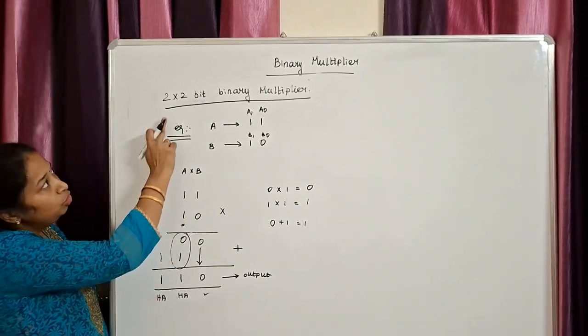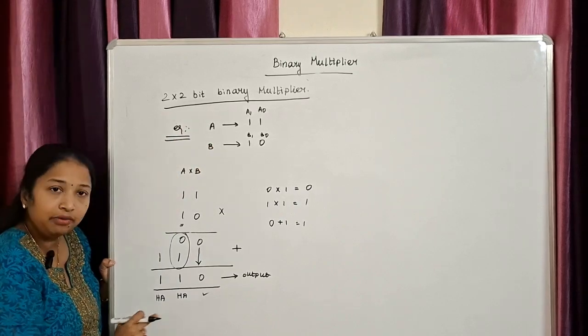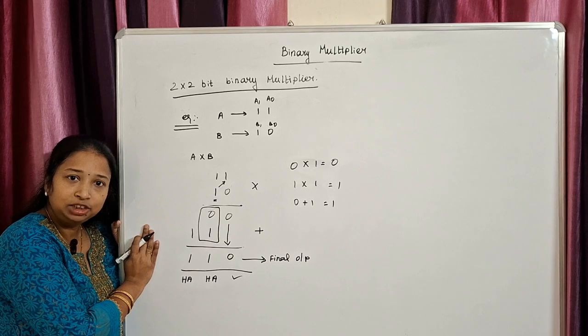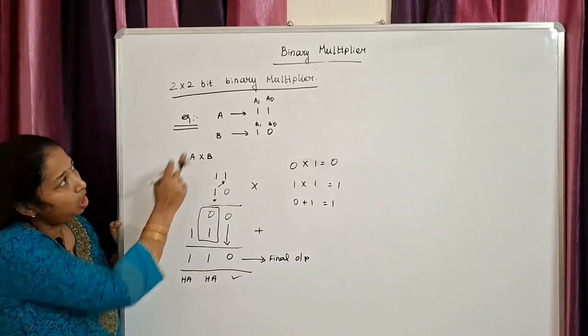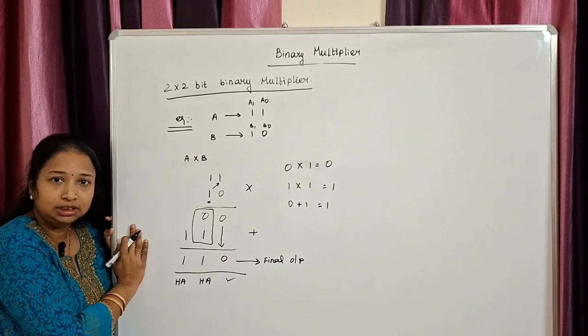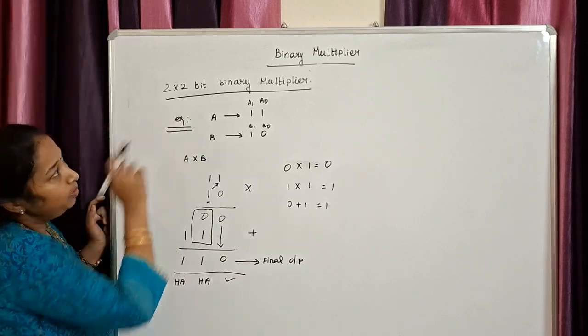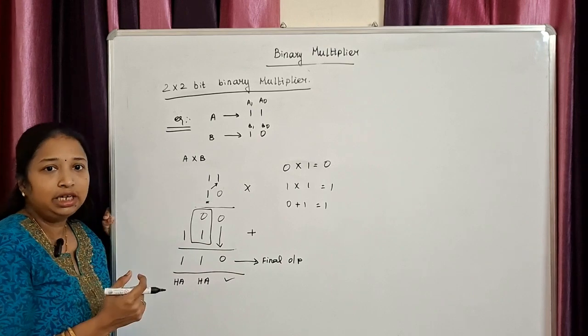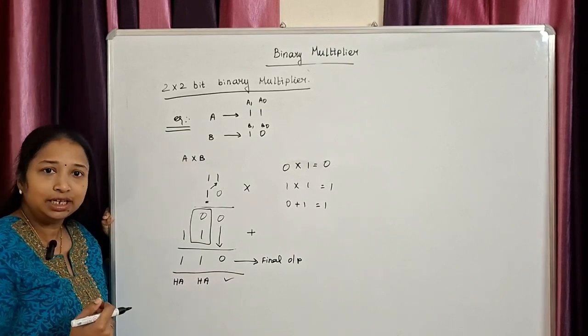Clear? So for a 2 by 2 bit binary multiplier, we'll be requiring 2 half adders for designing. Is it clear how to do the binary multiplication? This is just an example to show you how the binary multiplication works. Now, for designing a 2 by 2 bit binary multiplier, we will do the multiplication of generic terms so that it will be easy for you to design your circuit.